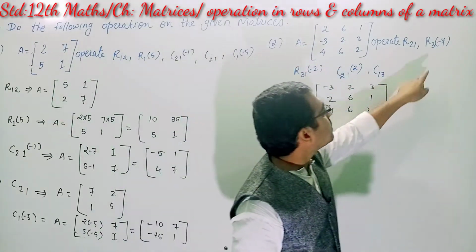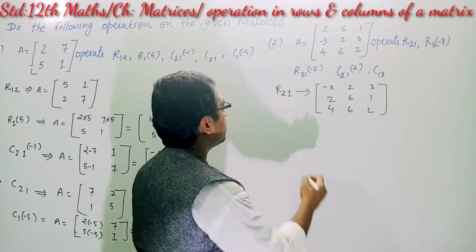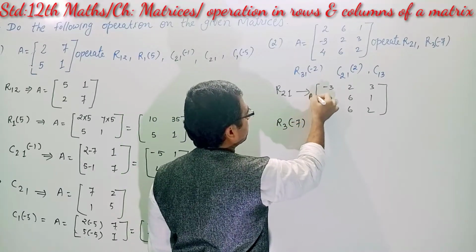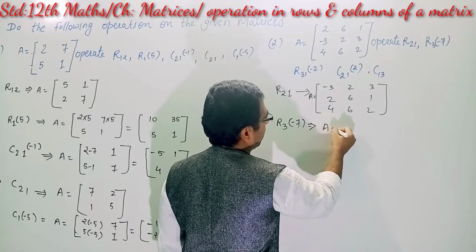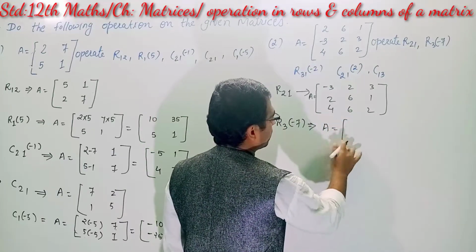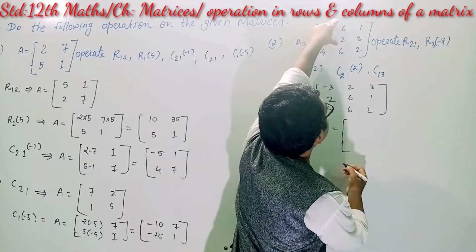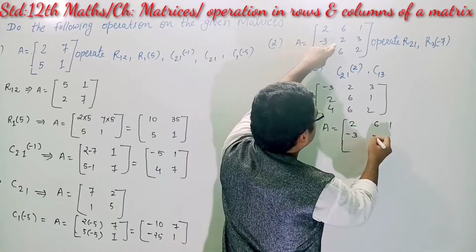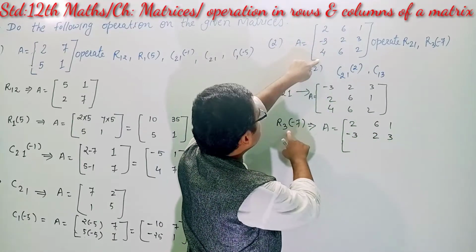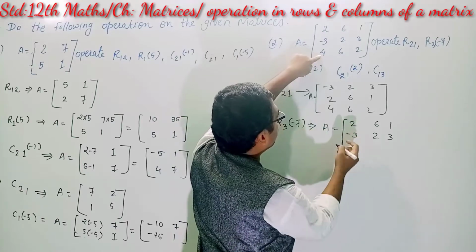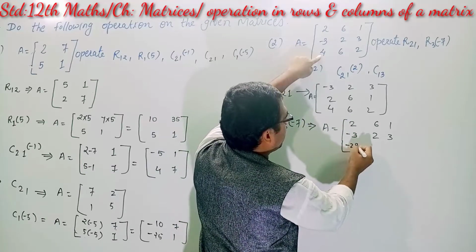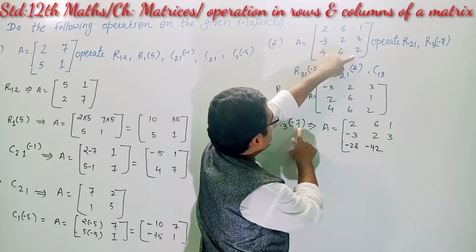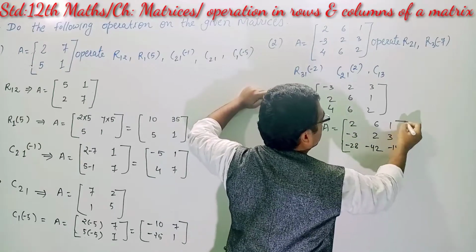Next, R3 is multiplied by minus 7. There will be no change in R1 and R2, so 2, 6, 1 and minus 3, 2, 3. R3 is multiplied by minus 7. So 4 multiplied by minus 7 is minus 28, 6 multiplied by minus 7 is minus 42, and 2 multiplied by minus 7 is minus 14.